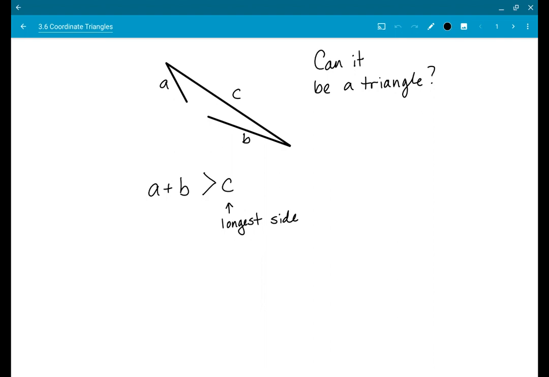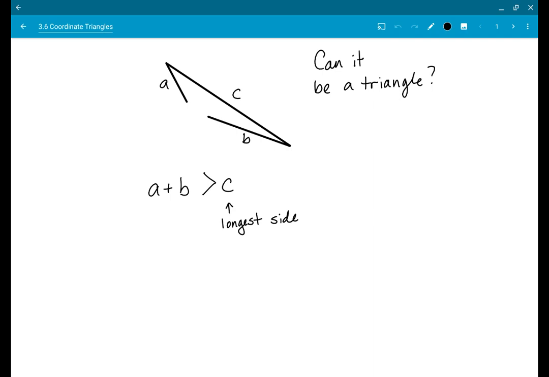For our last lesson of the unit, we're going to be looking at triangles in the coordinate plane. But before we get to that, I want you to remember something you probably learned about triangles a long time ago, and that's that in order for three lengths, or three sides, to make a triangle that meets, two of the sides cannot be shorter than the longest side when we add them together.